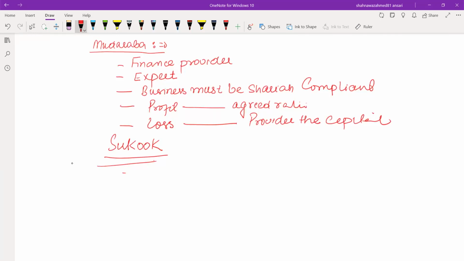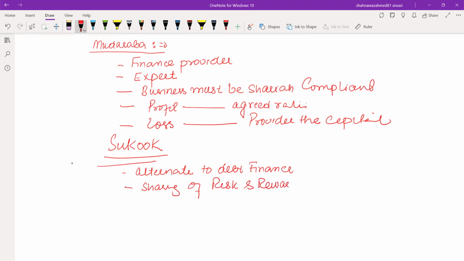So Sukuk is an alternate to debt finance. Sharing of risk and reward. No interest payment. Income from the underlying asset.